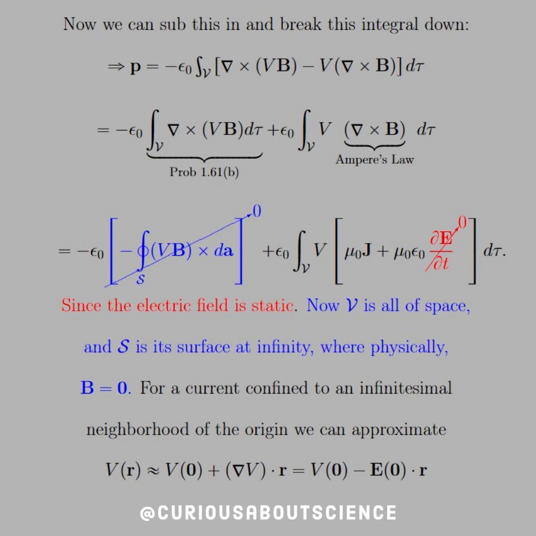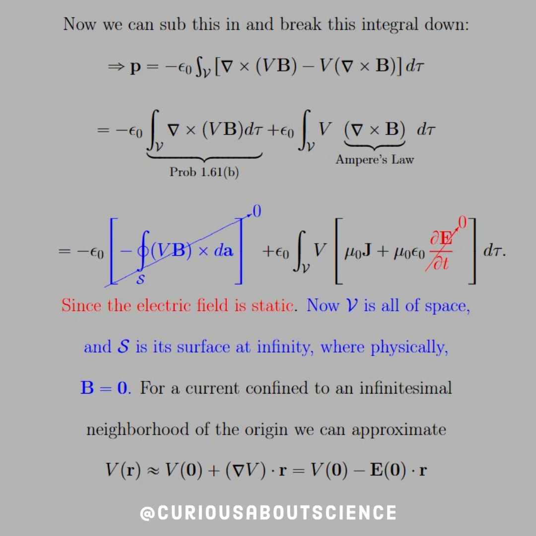Now we can sub this in and break this integral down. We still have P equal to negative epsilon naught, the volume integral of the curl of V times B, and then minus V times the curl of B, d tau. If we separate this into two integrals, we have negative epsilon naught, the volume integral of the curl of VB, and positive epsilon naught, since we distributed the negative, the volume integral of V curl of B, d tau.